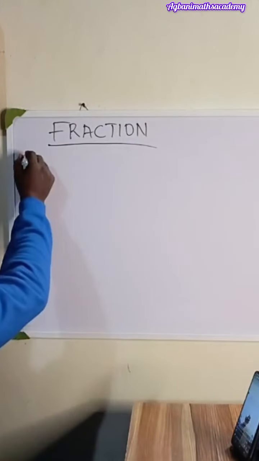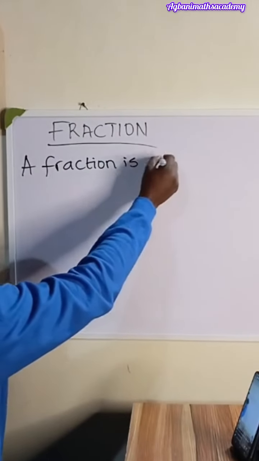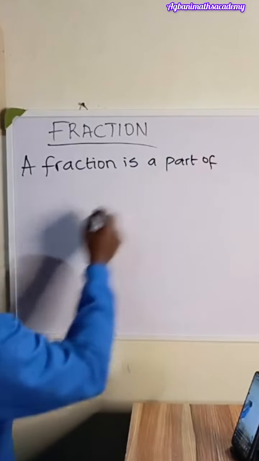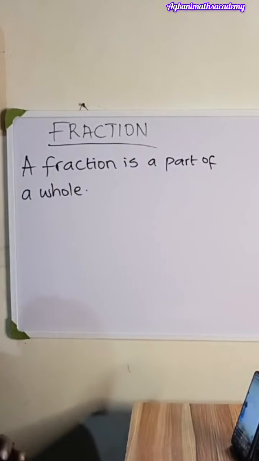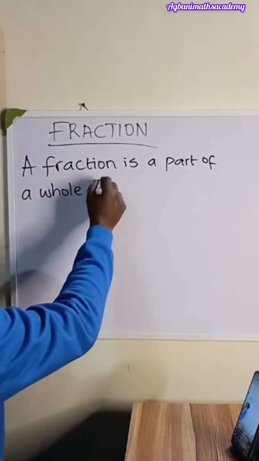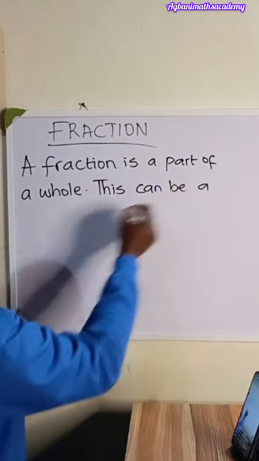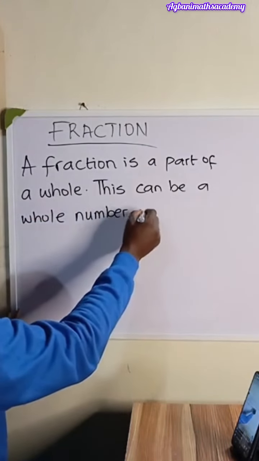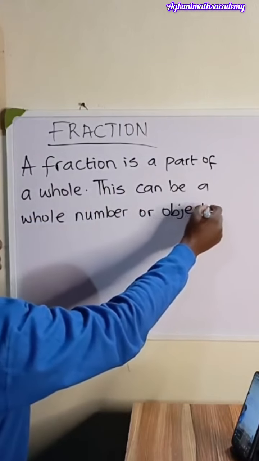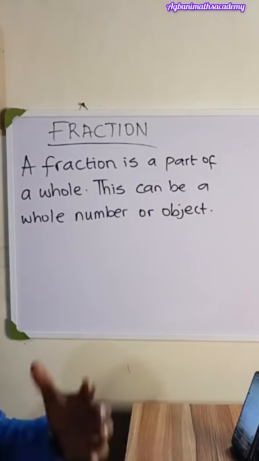Okay, so a fraction is a part of a whole. This can be a whole number or object. So a fraction is a part of a whole. Now, this whole can be a whole number, it can be a whole object.